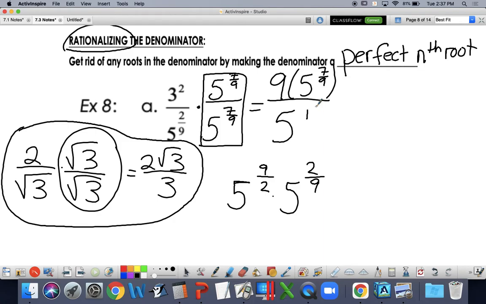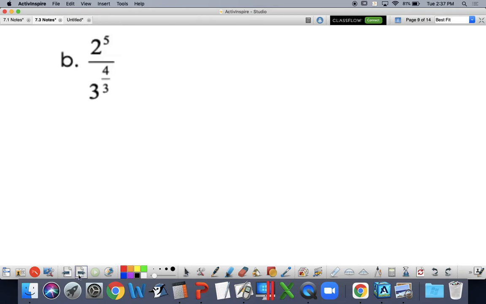So we have 4 or 5 more examples to go through with this. So if this hasn't clicked yet, don't worry. We're going to do a couple more examples. Hopefully it will. So here I have 2 to the 5th over 3 to the 4/3.